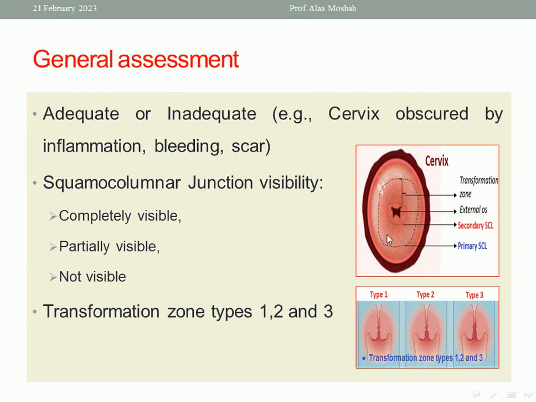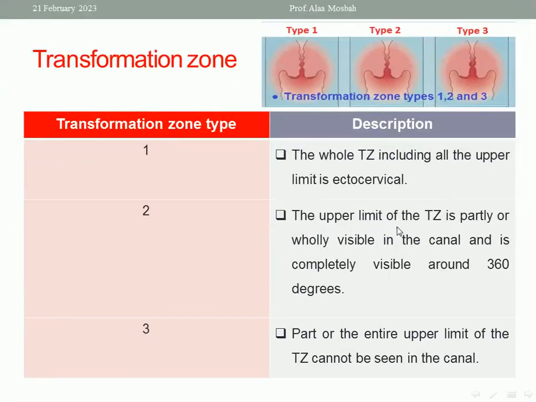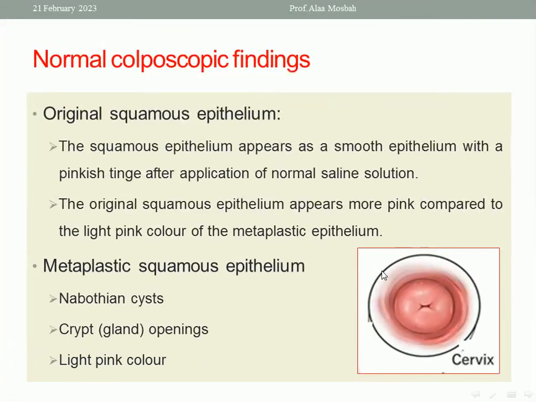So, the transformation zone is the area between the primary squamocolumnar junction and the secondary squamocolumnar junction. And now we know that, as regards the transformation zone, we have three types, type 1, type 2, type 3, as I discussed before. So, what is the normal colposcopic finding?